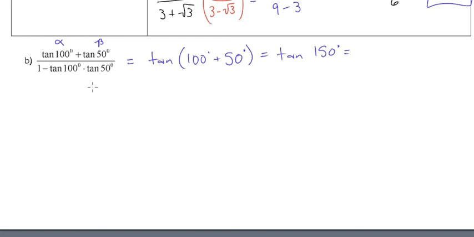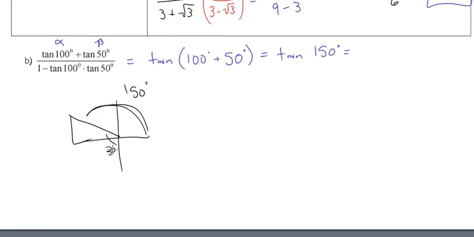And that one's probably going to be helpful to come over and sketch out. So our 150 degrees right here leaves us a reference angle of 30 degrees, meaning our opposite side is 1/2, our adjacent side is negative square root of 3 over 2. Go through our work and we get negative square root of 3 over 3, and there's our answer.